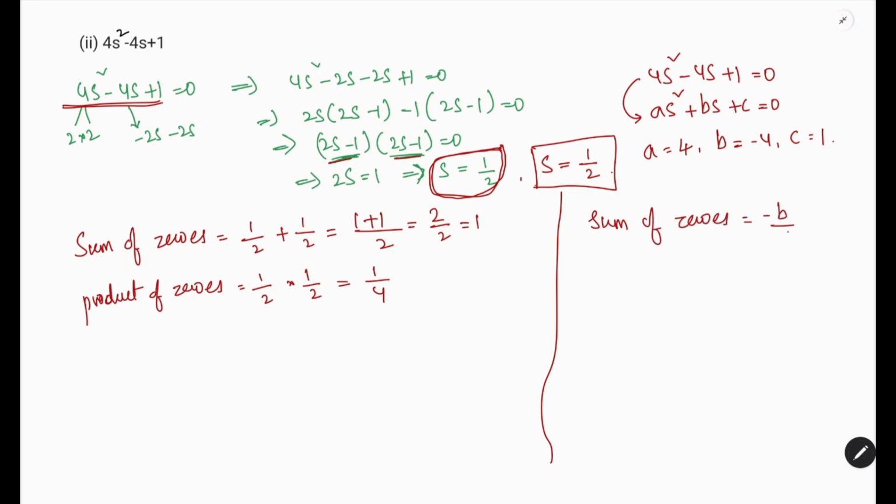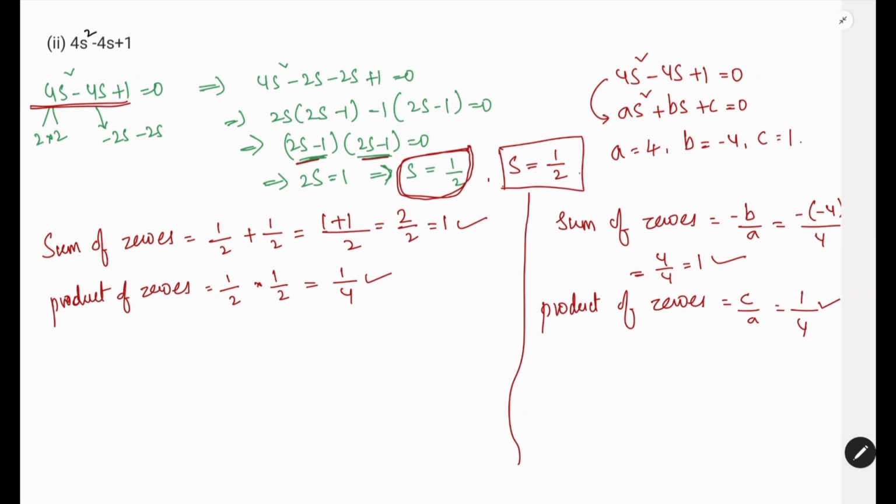equal to minus b by a. Here b is minus 4, minus of minus 4 by a is 4, equal to 4 by 4 equal to 1. See, this and this both are same. Now product of zeros equal to c by a. c is 1, a is 4. 1 by 4, 1 by 4 both are same.